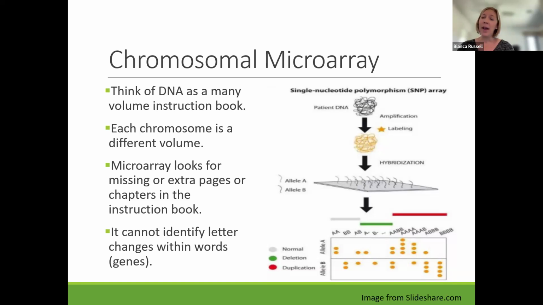We can't typically identify ASXL changes here. We could find, and there are some people in our community who have a deletion or a duplication in an ASXL gene. So that may come up in the microarray depending on how big it is, but this is still not sequencing. So we're still not finding the letter differences in an ASXL gene through a microarray.